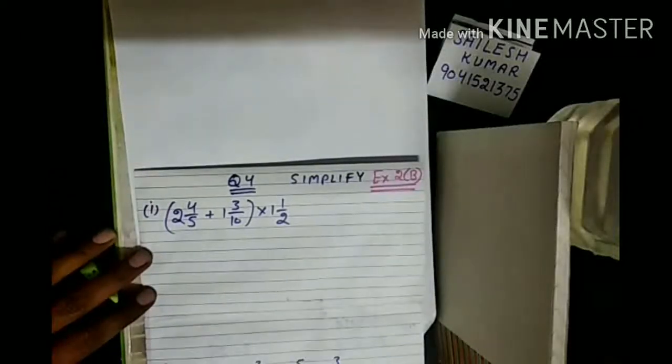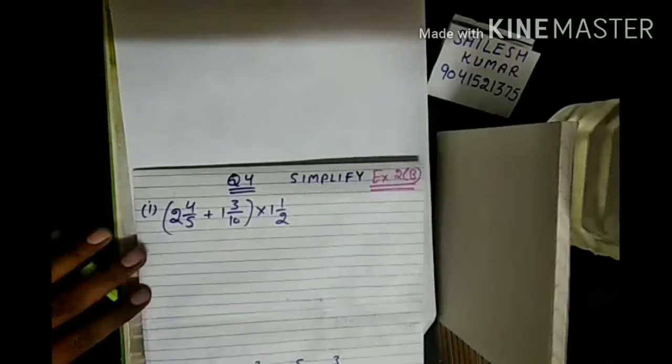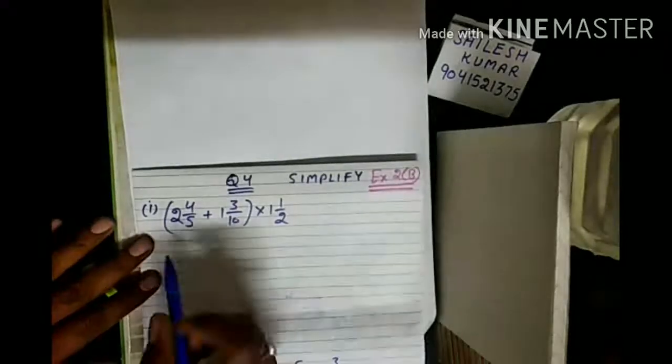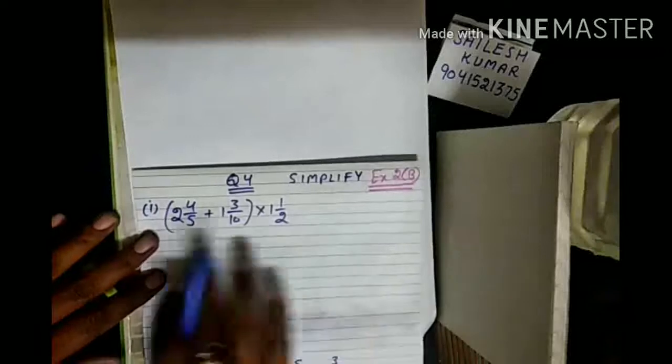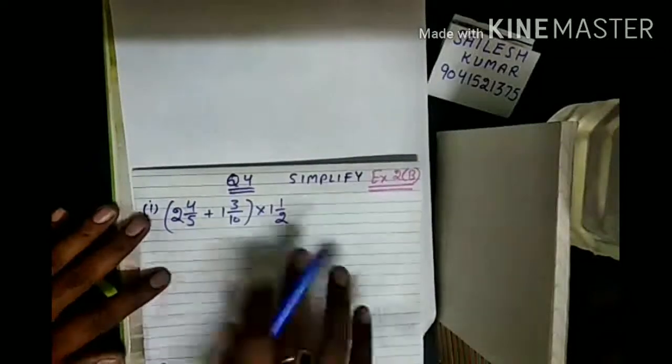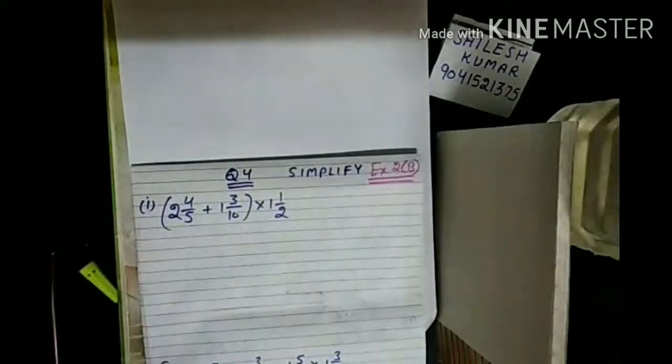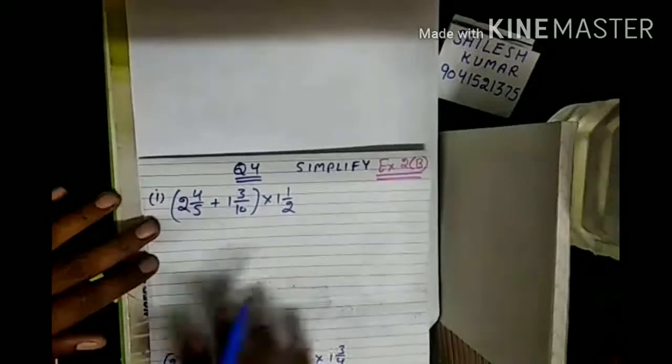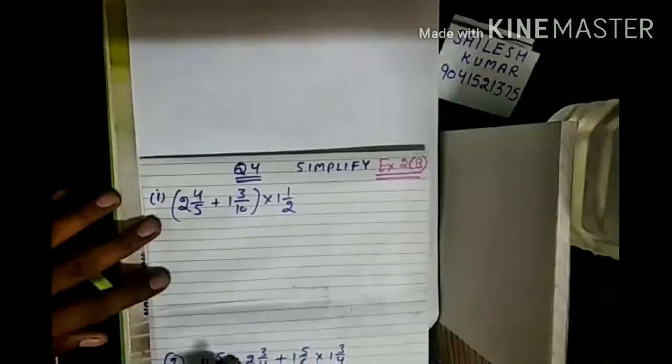Today we will simplify the fraction. Now, there is a question before you that has a bracket and a mixed fraction outside the bracket. So, how will we simplify this question? First of all, we will convert the mixed fraction into an improper fraction.